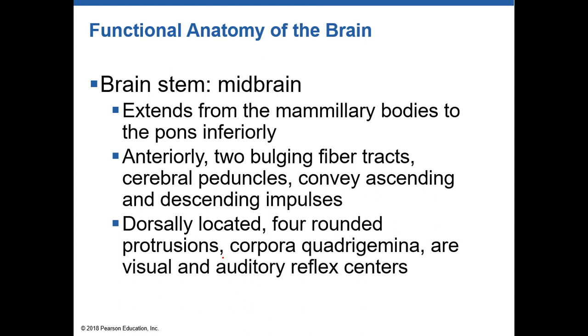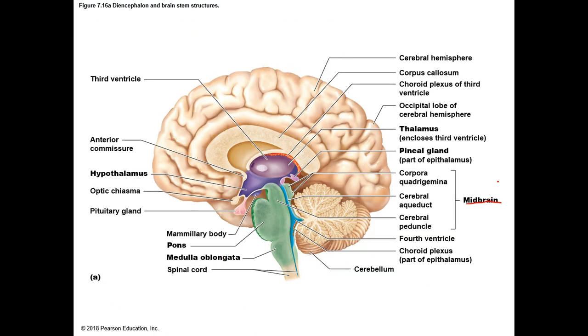First, let's focus on our midbrain. Our midbrain extends from the mammillary bodies to the pons inferiorly. So if we look at where our midbrain is showing, here's our mammillary body. So notice that it extends all the way from this region down to below our pons inferiorly. So it's going to be located down here. So this region right here.